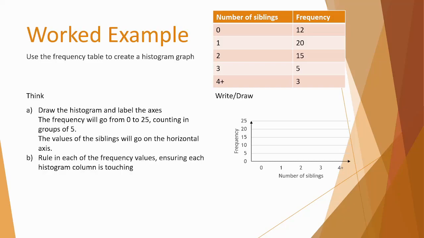So part 2 is I need to rule in. Next, I'm going to rule in each of the frequency values, ensuring that the histogram columns are touching. Now, I do need to make sure that they're ruled, that way they're nice and straight, and I am making sure that I get each value as accurately as possible. So I draw in each of the columns, I rule them up, to make sure that they are as neat as possible so that my teacher can see what the values are.